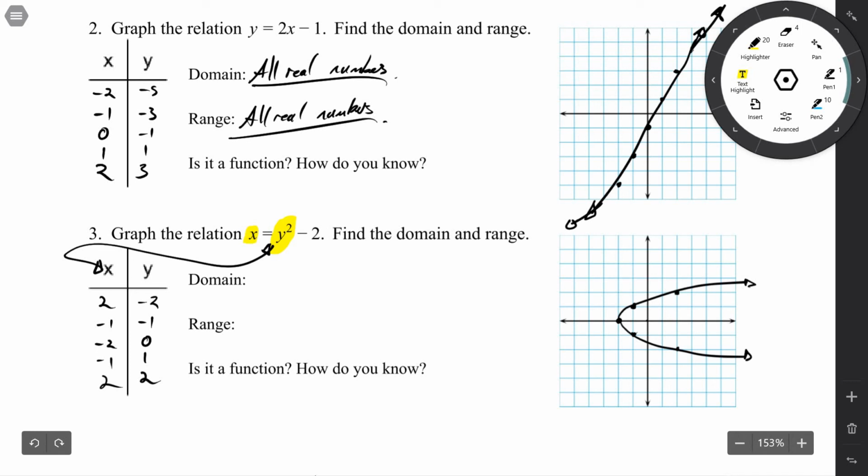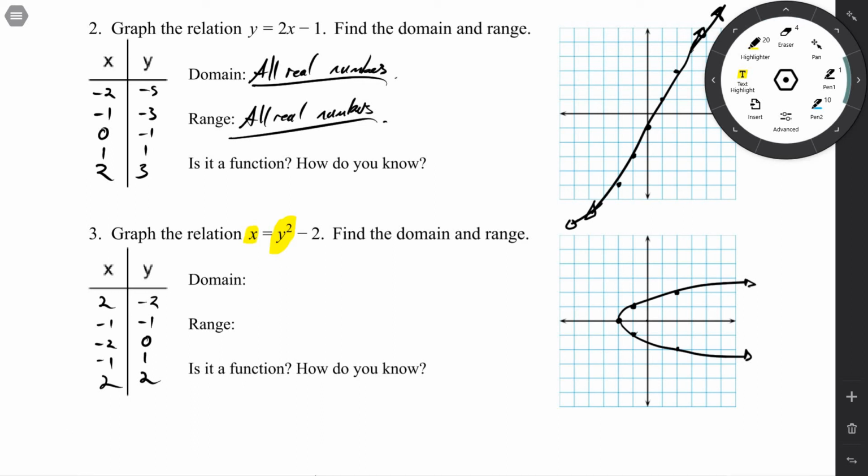Now, even though we were plugging in y's first, that does not make that the domain. The domain is always x. If we're looking at functions like this, the domain is always, always, always going to be x. So what is our domain here?